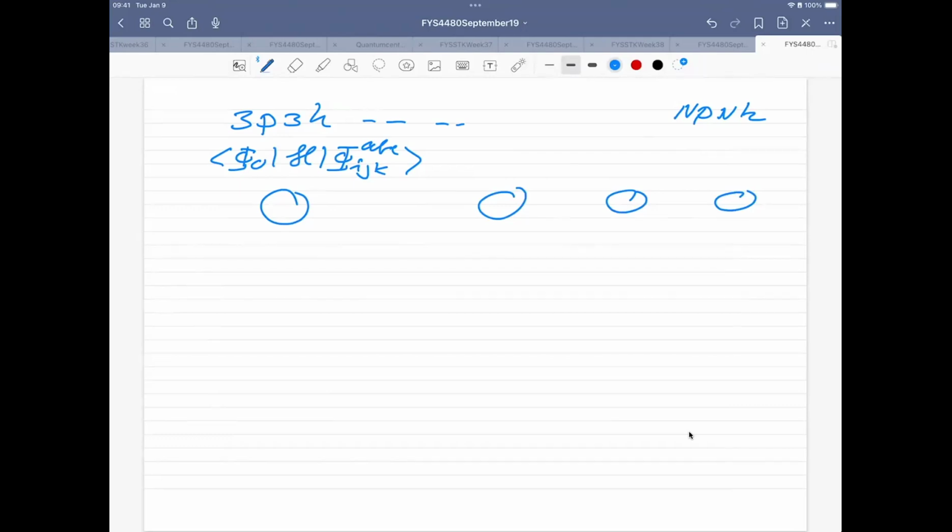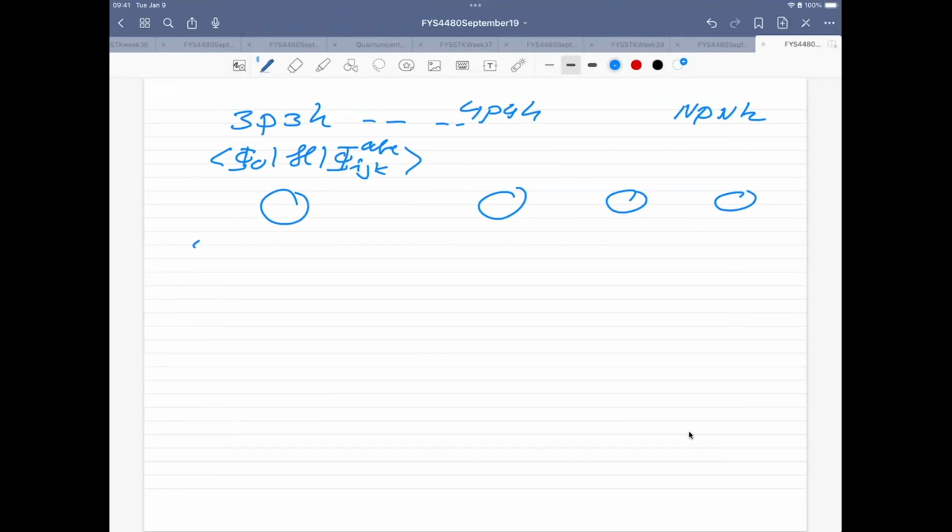Because here we have 3 states which differ. Then we have 4 states which differ when I go to 4 particle, 4 hole. And then at the end, I have n particle, n hole states which differ from the phi 0 state. So it means if I use the Condon-Slater rules, these have all to be 0.